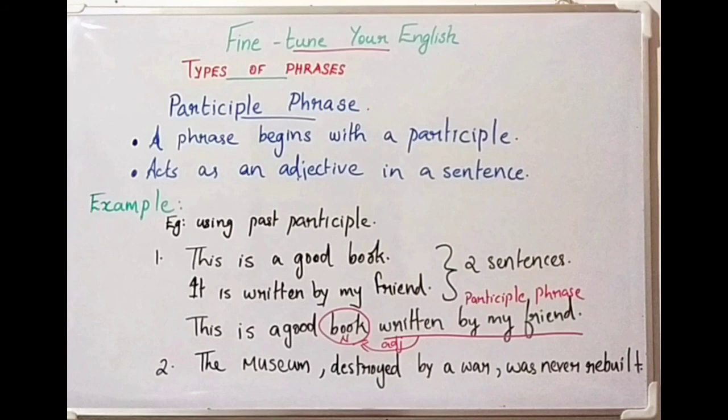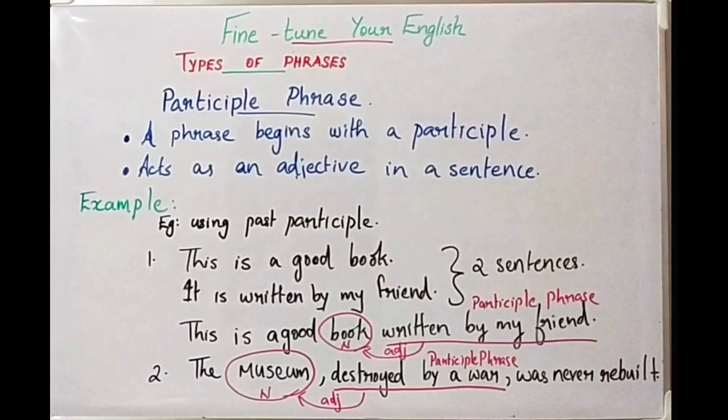The museum destroyed by a war was never rebuilt. Here the museum is the noun and destroyed by a war is the past participle phrase. Destroyed by the war explains something more about the noun museum, so it is an adjective. So these are the examples you can see for past participle phrases.